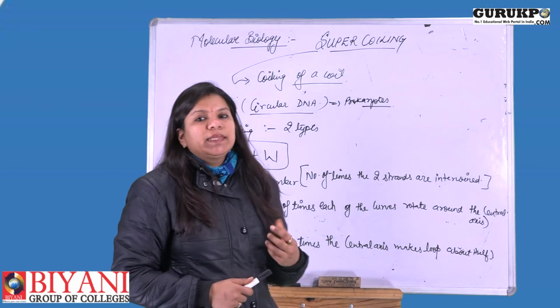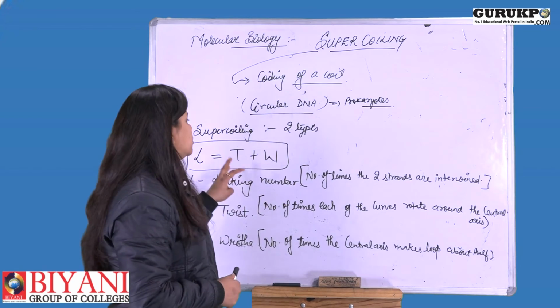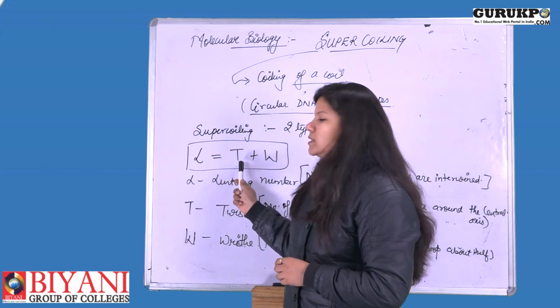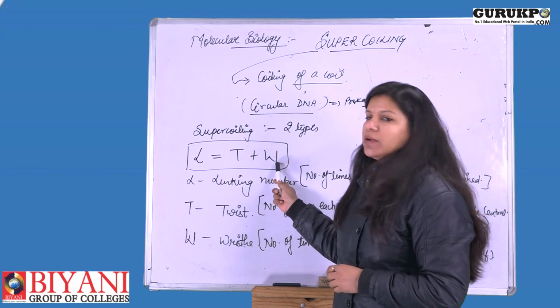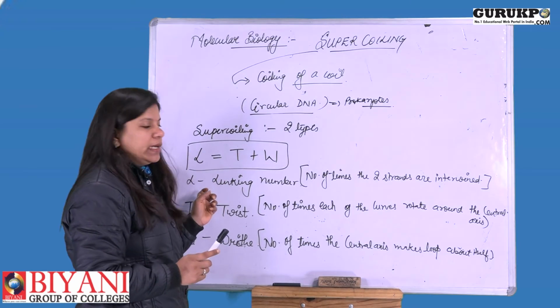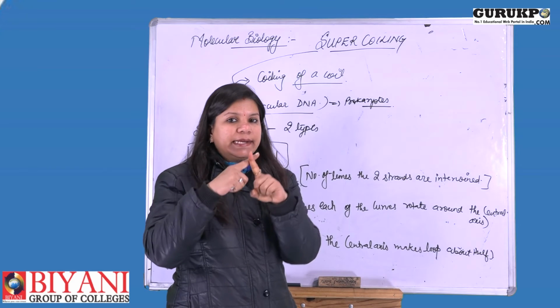So what is that mathematical expression for the supercoiling? Here three terms are used: first the linking number, second the twist number, and the third one is the writhe, or the width. So what is the linking number? Linking number means the number of times the two strands are interwound.